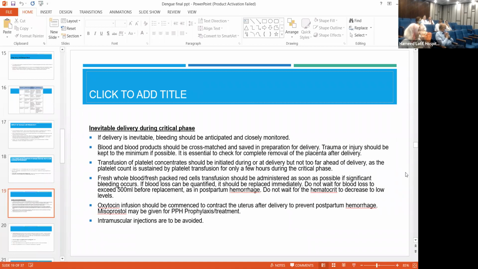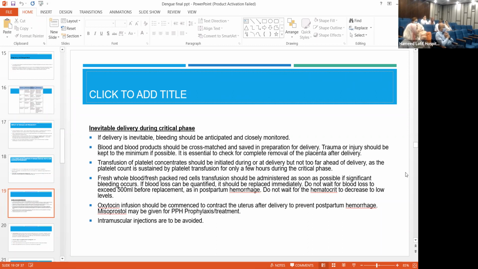If the delivery becomes inevitable in the critical phase, then we should be very careful that blood should be cross-matched and blood products should be arranged accordingly. The trauma should be minimized. We should opt for normal delivery, SVD, as compared to the surgical one, if it is a possibility.